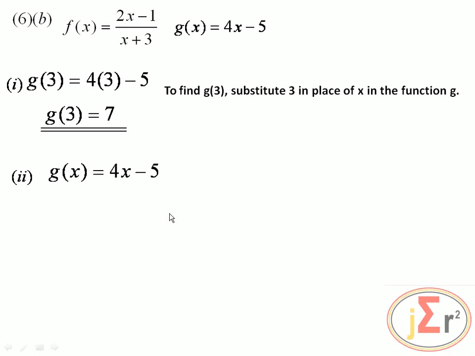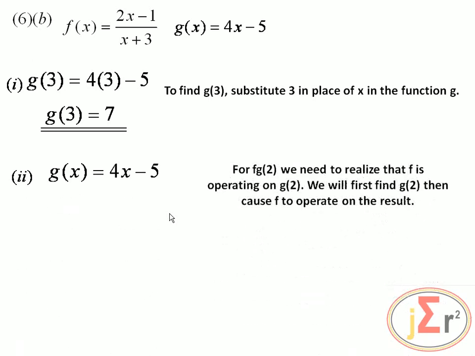g of x again is 4x minus 5. But what do we need to do on this occasion? We need to find f of g of 2. We need to realize that f is operating on g of 2. See? f of g of 2. f is operating on g of 2. Because of this, we need to find g of 2 first. Then cause f to operate on the result.